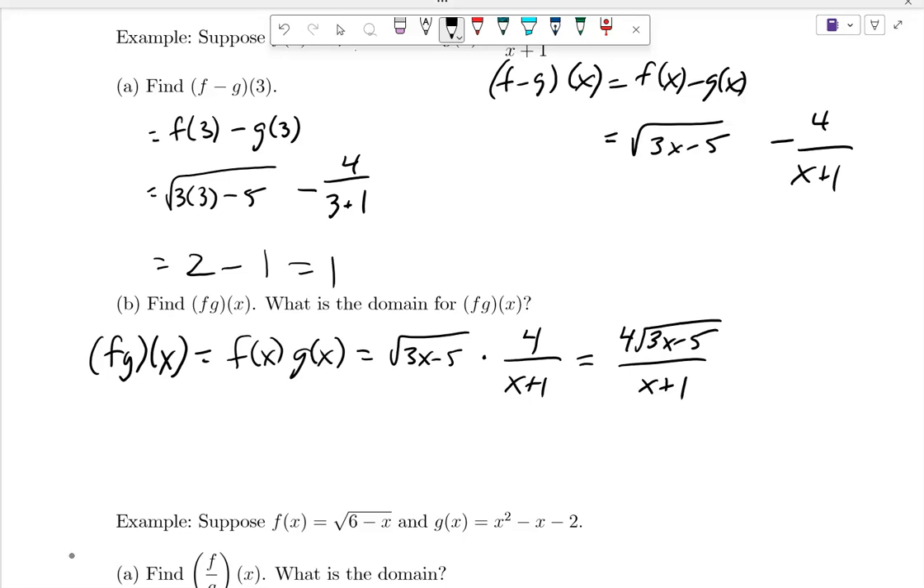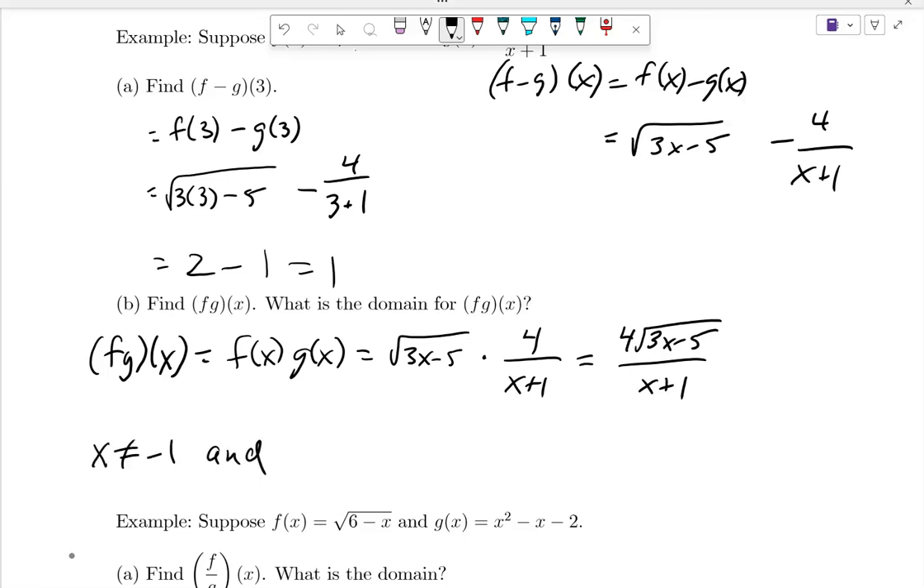So what would you not want to plug in for x in the denominator? Well, for x in particular, you don't want a 0 in the denominator. What makes the denominator equal to 0? -1 makes the denominator 0, right? The x plus 1 being 0. Good. So we need x not equal to -1.